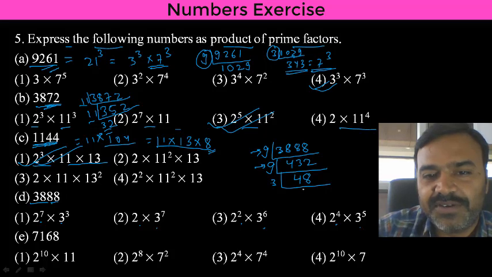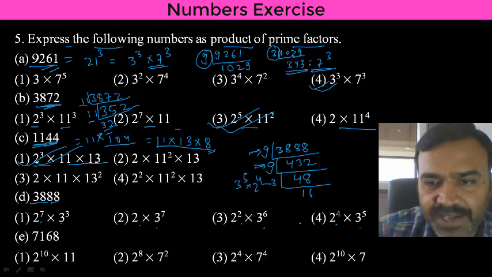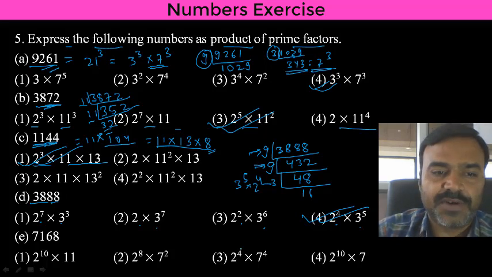Now 48 divided by 3, you get 16. So 3 squared and 3, so 3 raised to 5. And 16 itself is 2 raised to the power 4. So look at the options: 3 raised to 5, 2 raised to 4. That is the fourth option, the correct one.